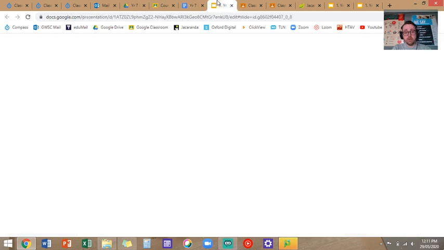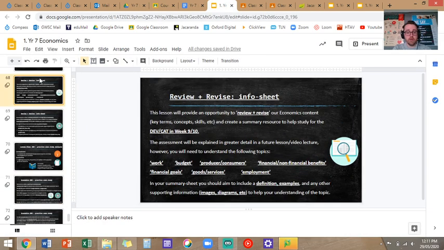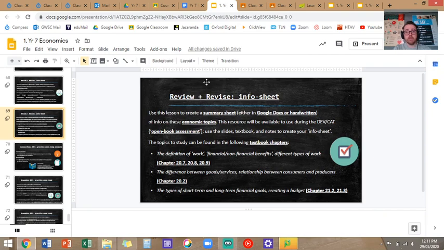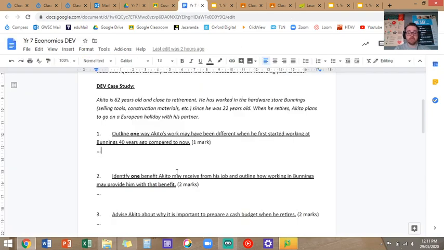And if we go back to our revision slides, this is probably what I'm looking at here, the information in my summary sheet in my textbook that I've written on work, which is in chapter 20.7. If I go back to my question, think about it for Akito here. Think about his case study, his example. 40 years ago, how do you think Bunnings, the store that sells tools and hardware materials, how do you think it would have been different?